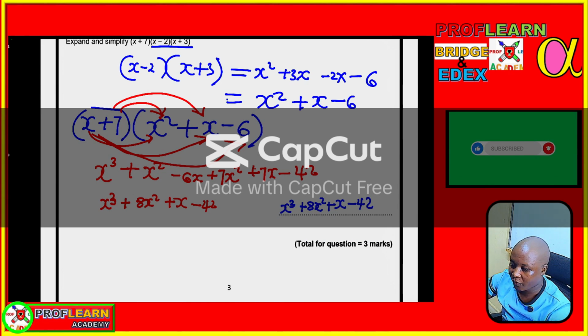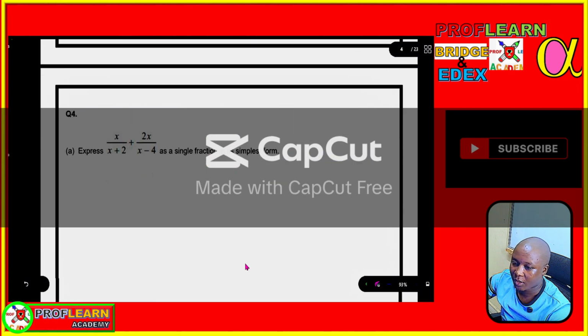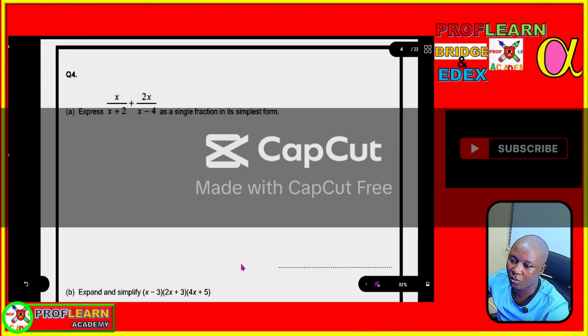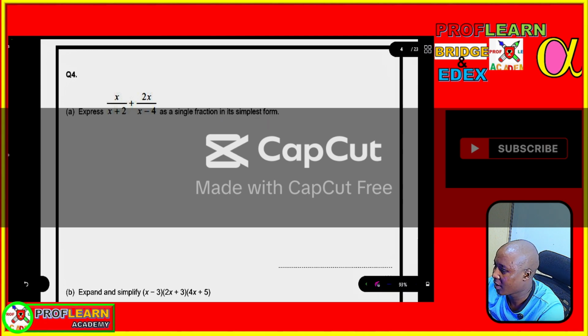All right, so moving to the next bit. The next question is how to express algebraic fractions as single fractions. This is another area that is green and which can probably be tested, and you really need to know how to work that out. We are going to express that as a single fraction.